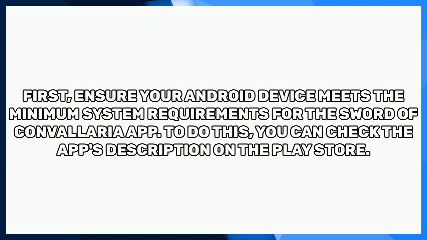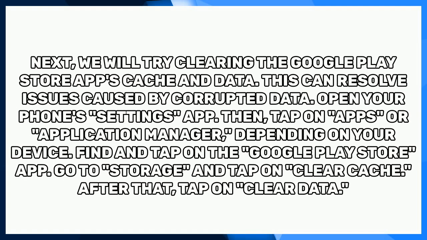Next, we will try clearing the Google Play Store app's cache and data. This can resolve issues caused by corrupted data. Open your phone's Settings app, then tap on Apps or Application Manager depending on your device. Find and tap on the Google Play Store app. Go to Storage and tap on Clear Cache. After that, tap on Clear Data.